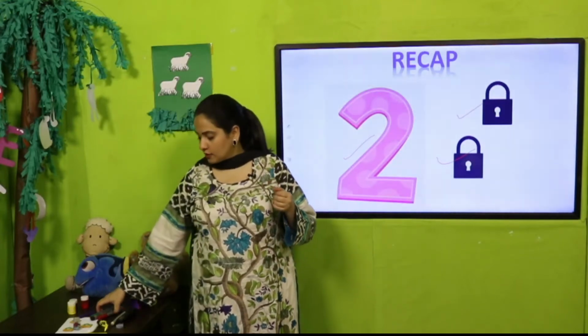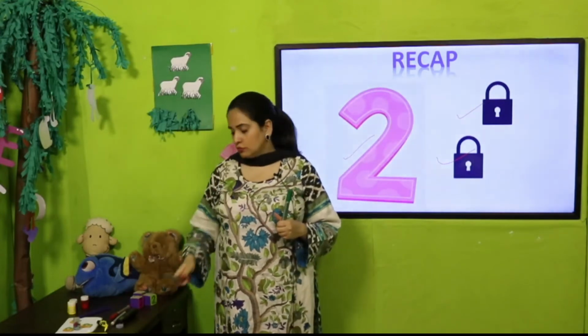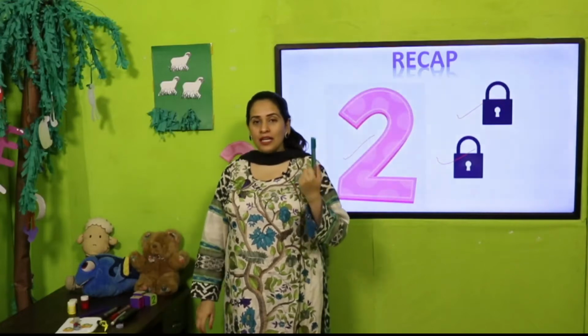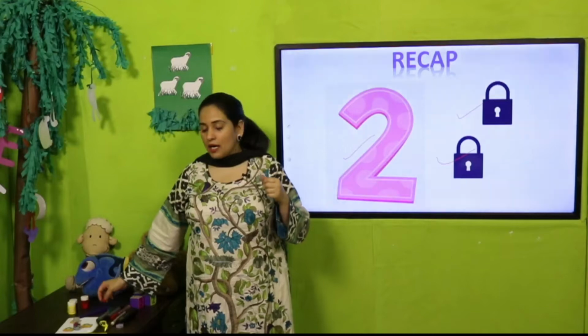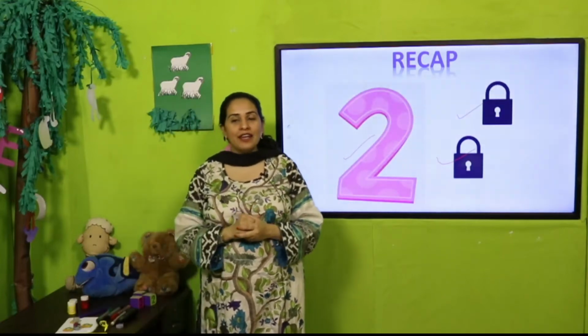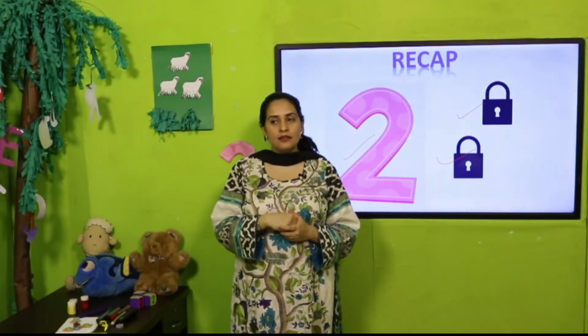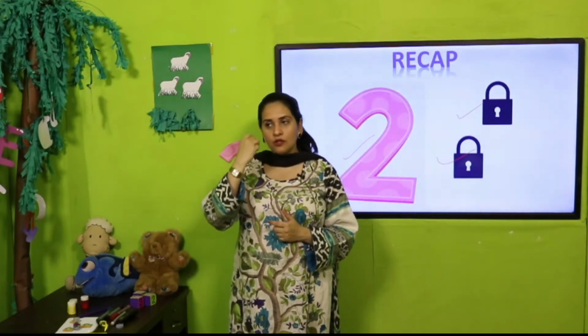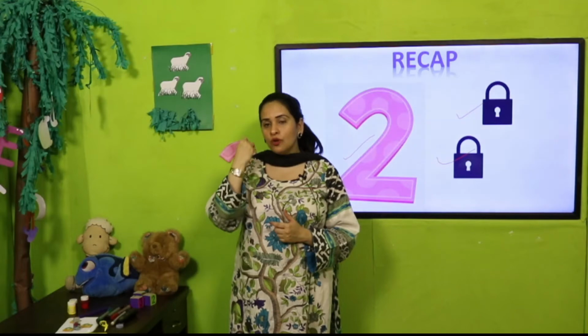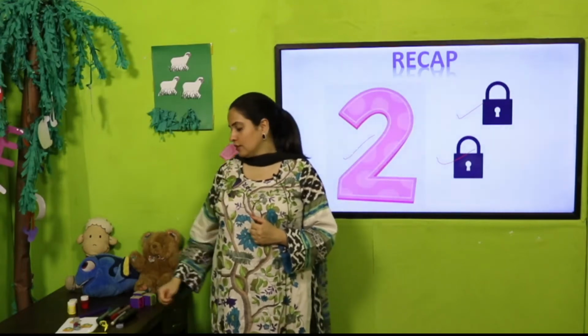3 blocks. Let's count the markers once again. 1, 2, and 3. 3 markers. How many markers do I have? 3 markers. Let's count the fingers. 1, 2, and 3. So how many fingers are there? 3 fingers. You can count 3 on fingers. 1, 2, and 3. Very good.